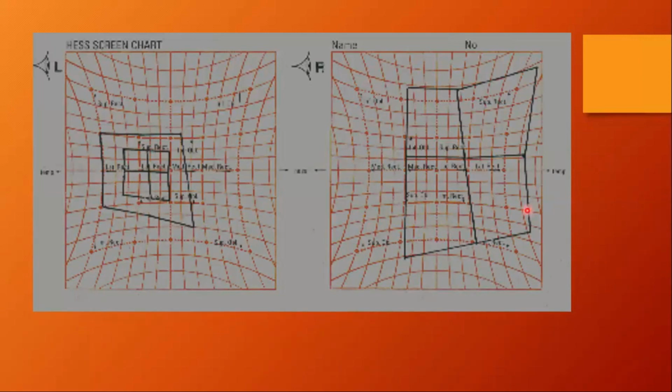Let's see here in the right chart. Actually, this square, this field represents the inner field. There is overaction. So the outer field couldn't be charted in this right eye. We have overaction of all muscles. So all these affected muscles, we have contralateral overaction of their yokes. This is the smallest square.